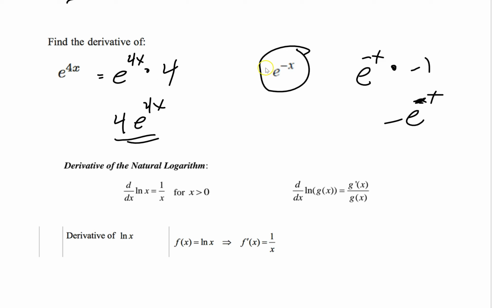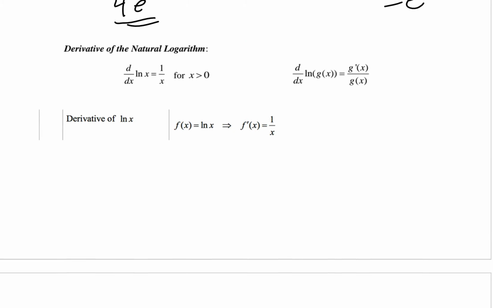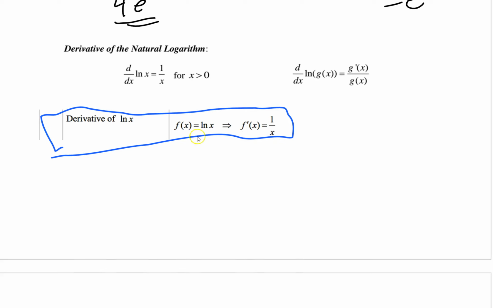It's all stuff we know how to do already. Let's talk about a new thing: how you take the derivative of a natural log. Again, it's going to be on your formula sheet right here. The derivative of natural log is a little weird. It's just 1 over x. So you take the derivative of natural log x, just 1 over x.